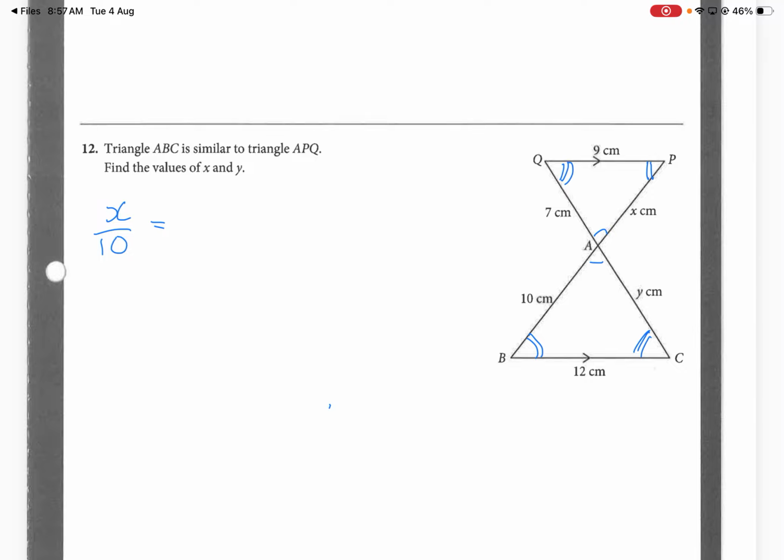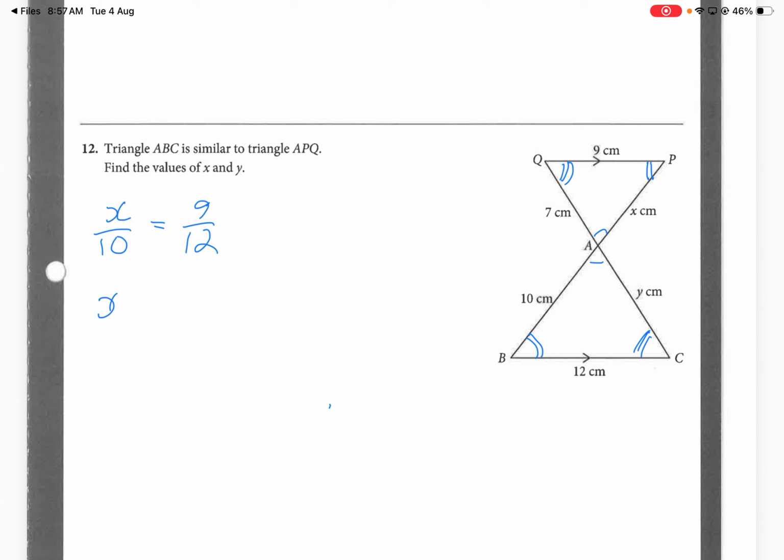If I put big over small, 10 over x, then I will put 12 over 9. But in this case, I put x over 10, small over big. Then I will also put small over big, so I must put 9 over 12 here. Or else you will get it wrong already, because they are the same: small over big, small over big.